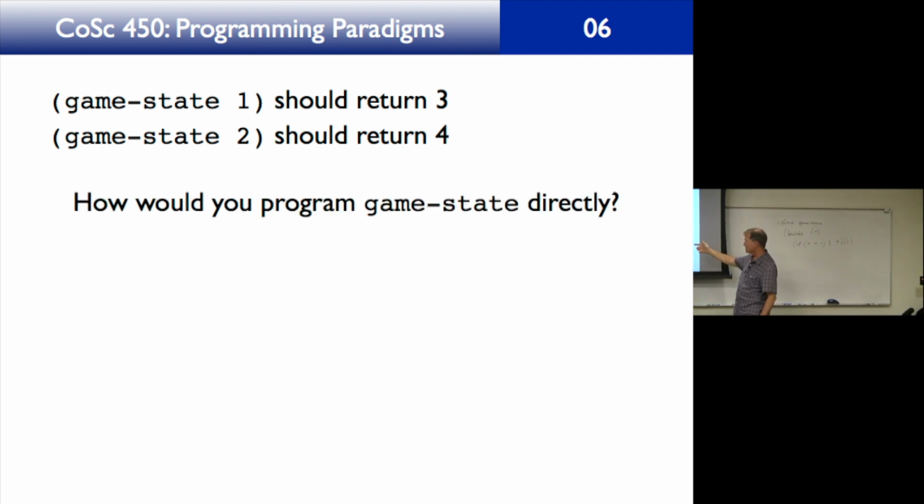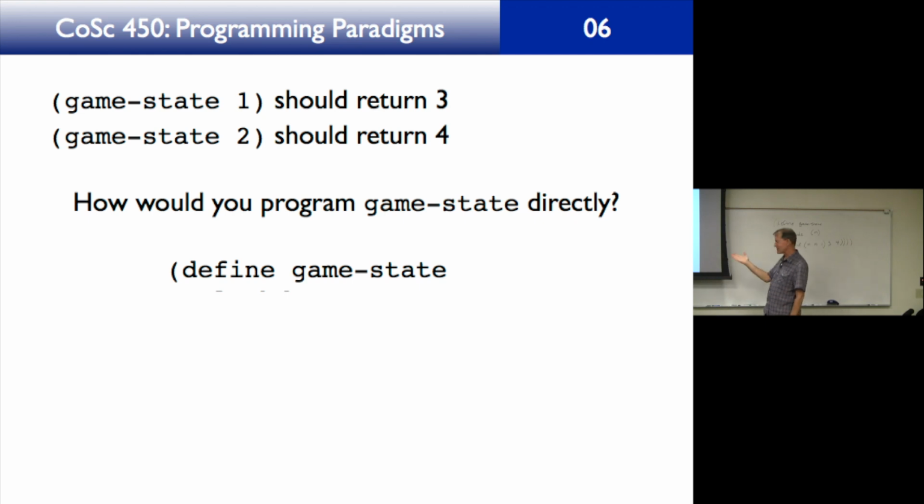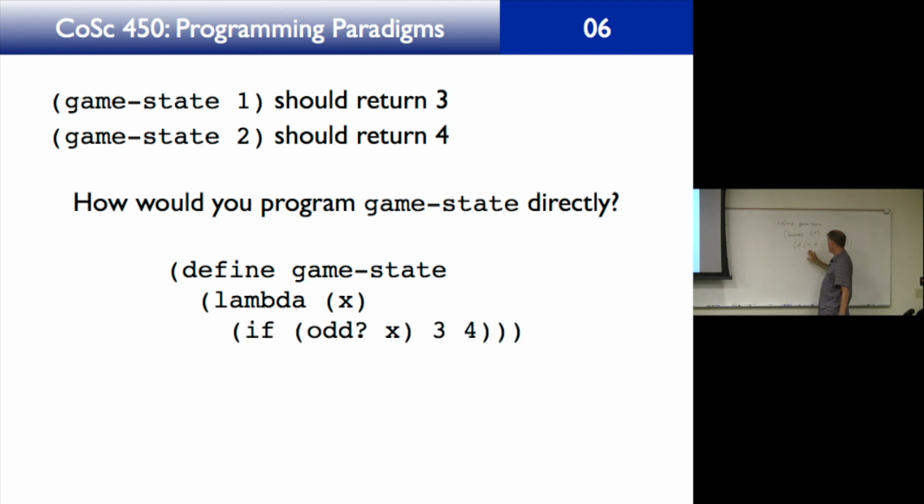It would be define game state, lambda x. I used x. Your code would work just as easily as this, but what did I put here? If odd x, but you could just as easily have done if equals n1. This is fine. 3, 4. Are you with me? Okay. But now here's the thing. This is the function that represents that game state. But what about a function that represents some other? So now the question is, how do you write make game state?